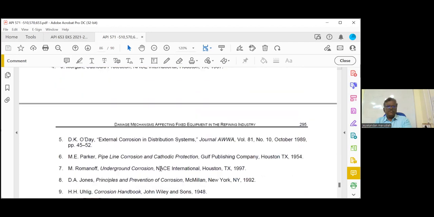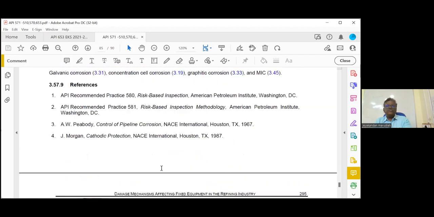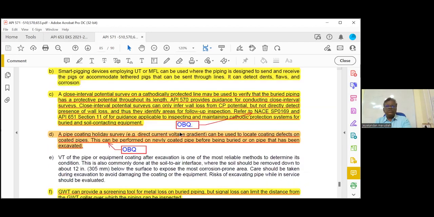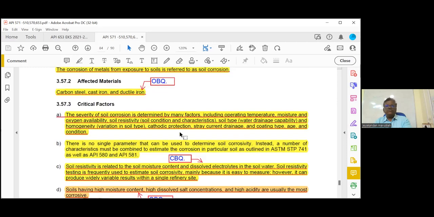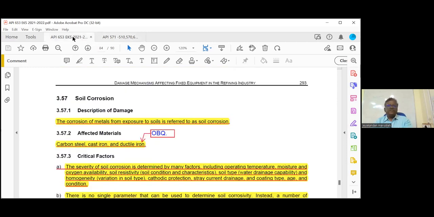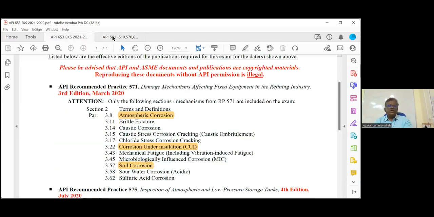That's all for soil corrosion. So how many questions have we marked here? 1, 2, 3, 4, 5, 6, 7, 8 questions we have marked. Now, in 571, we have completed the external corrosion damage mechanism. Now we will go to the internal corrosion damage mechanism. First, we will start with caustic corrosion.